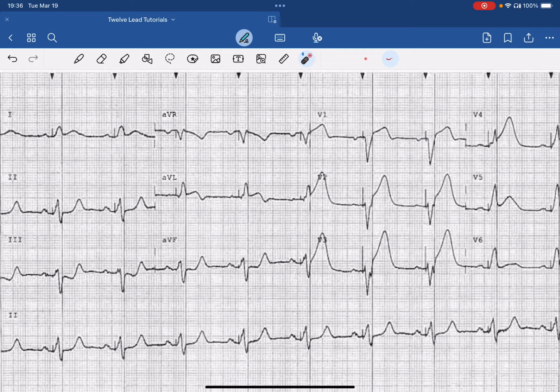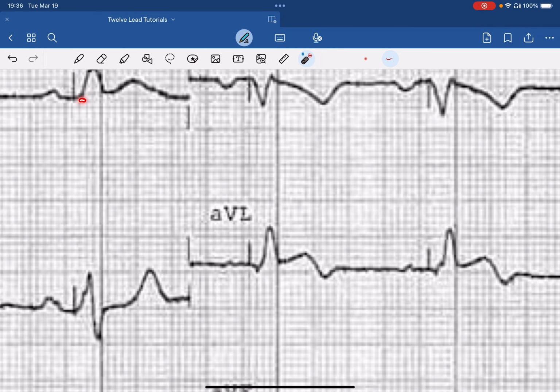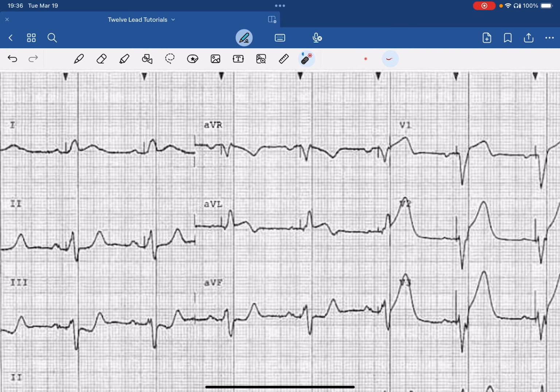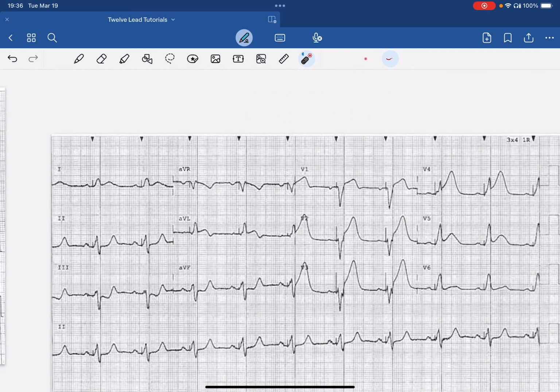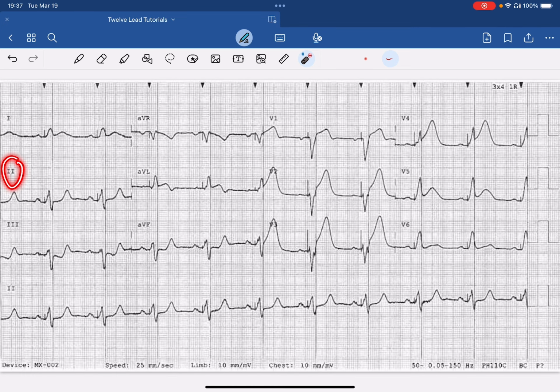As far as ST elevation is concerned, it's kind of difficult to tell, but it looks like we're maybe pushing a millimeter, maybe a half millimeter, but the quality is not so great. So we'll just keep that in the back of our head. Let's move down to lead two. We've got this biphasic QRS, not really any conclusive ST depression or elevation. Lead three, predominantly negative QRS, but no concordant ST elevation that we can see. And then aVR looks all right.